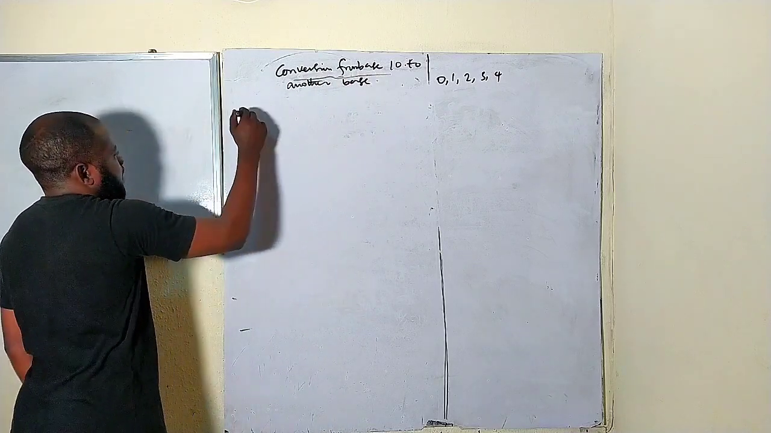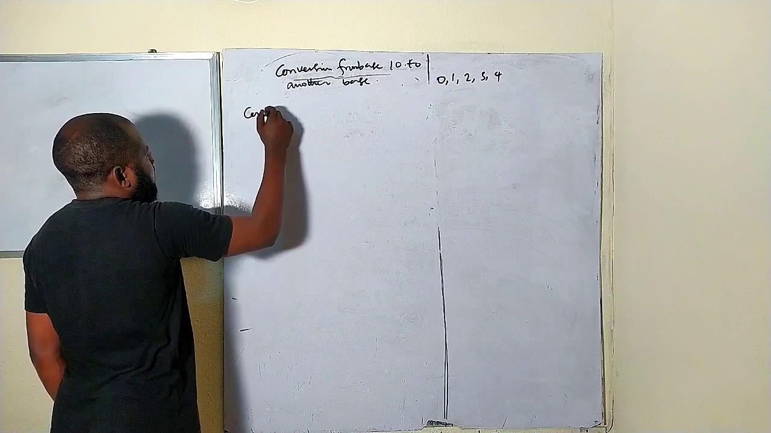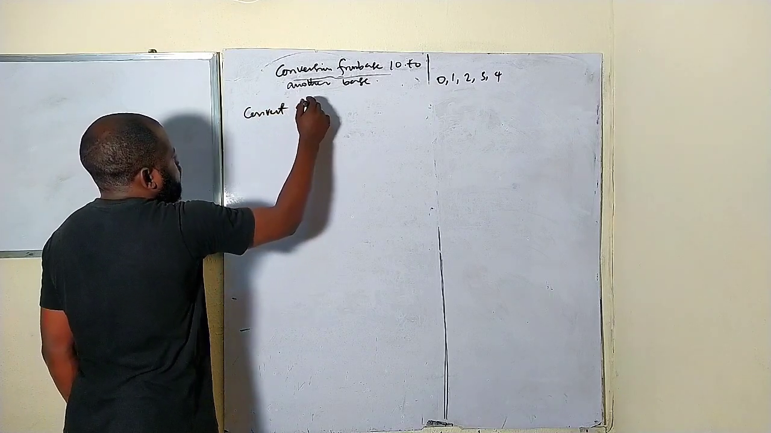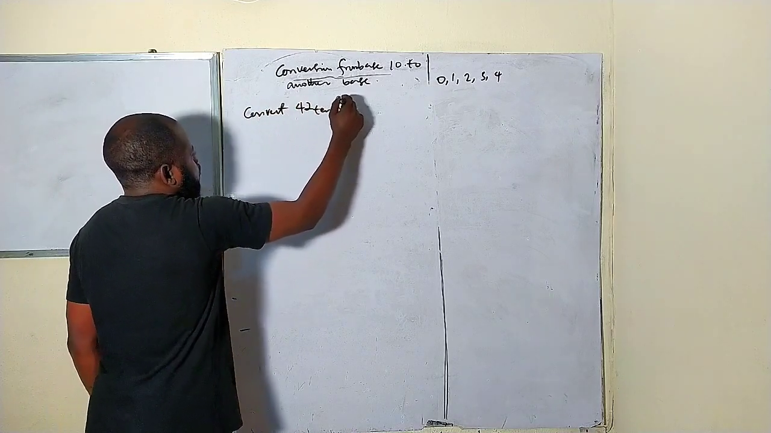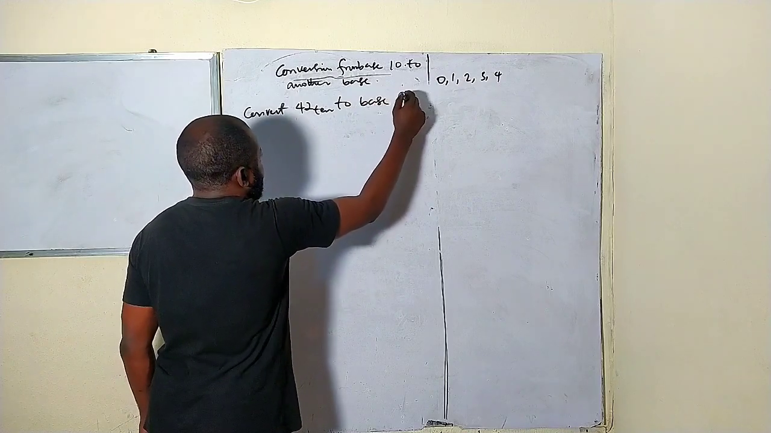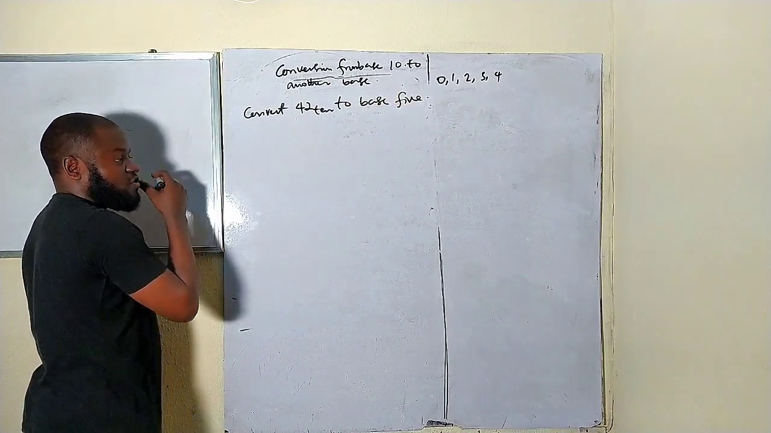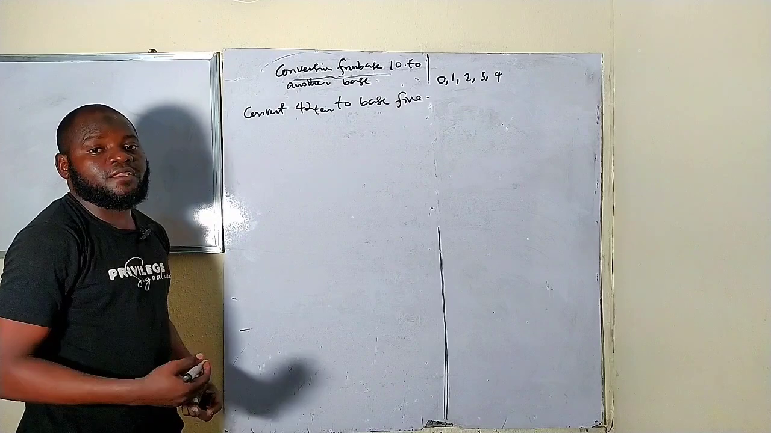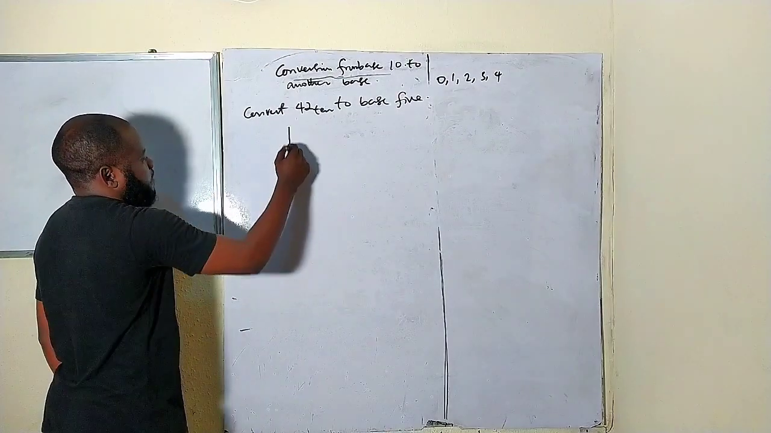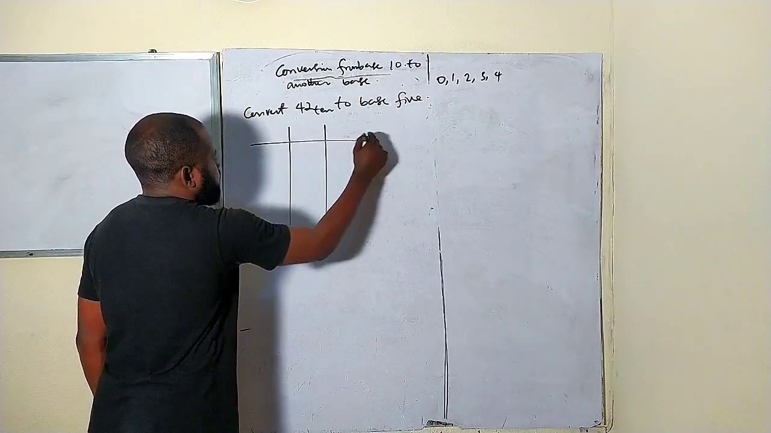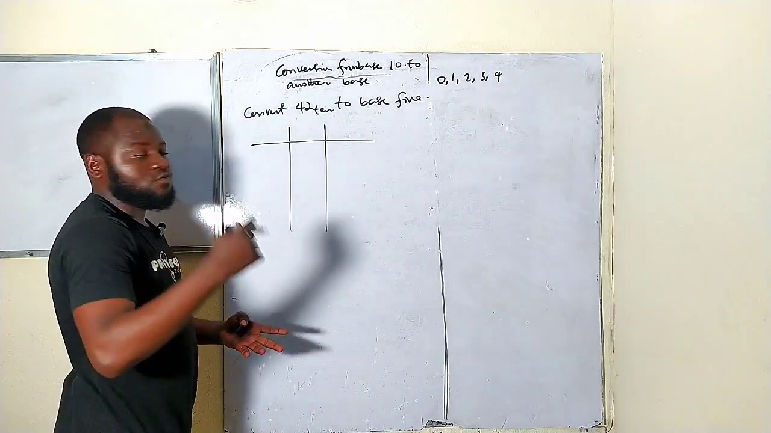Yeah. So let's see, if I say convert 42 in base 10 to base 5, let's see what the result will be. So how do you do that? You do that by division. This is what you do when you are converting from base 10 to another base.